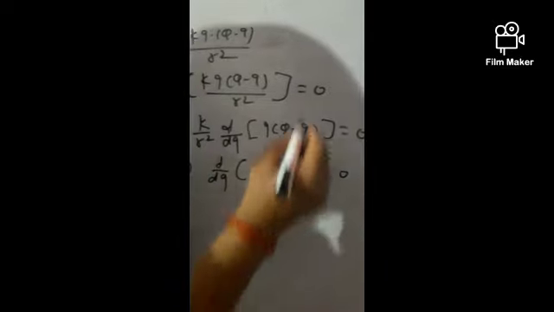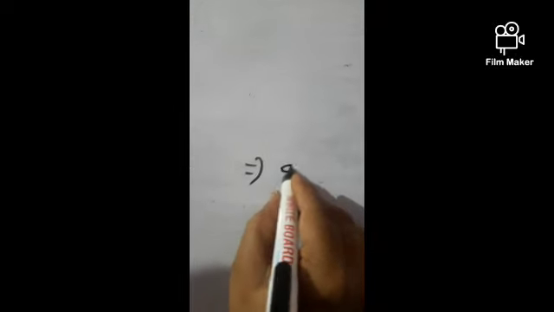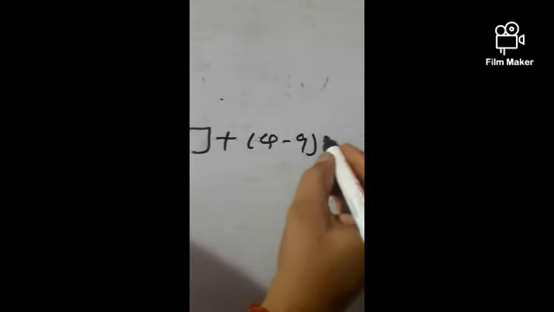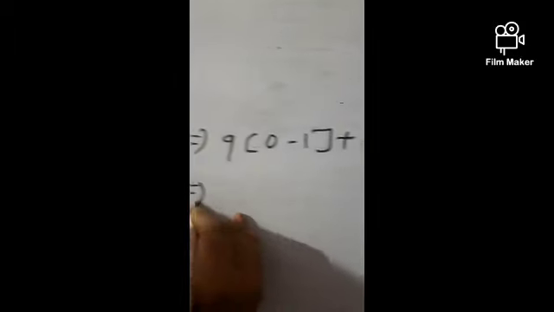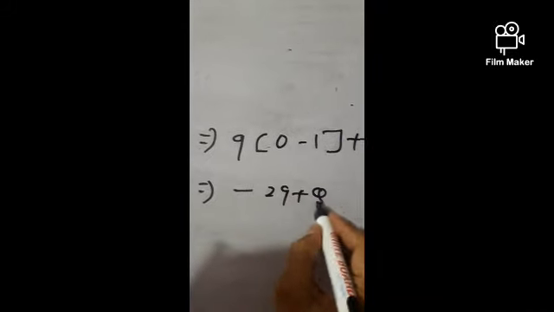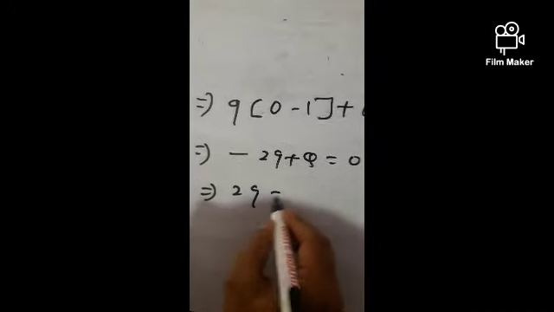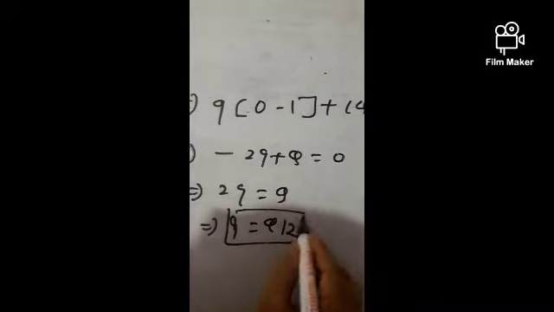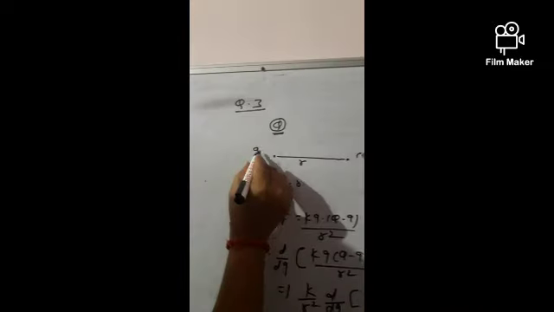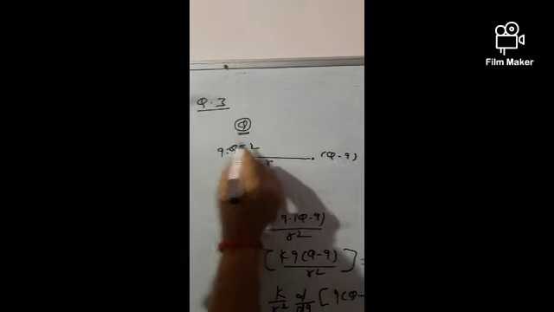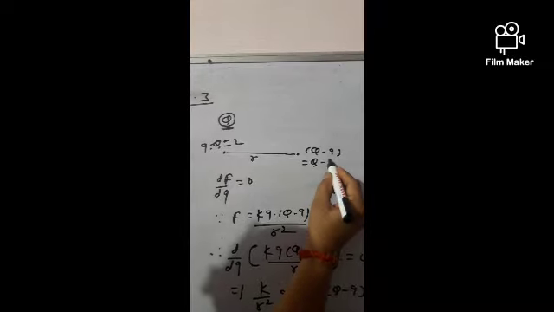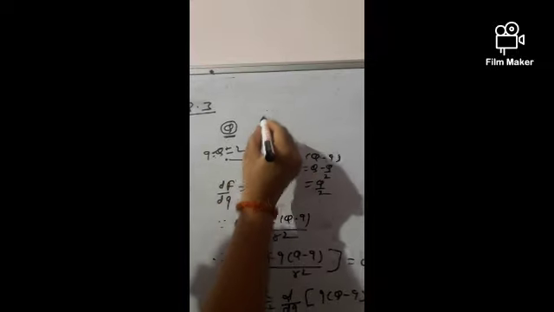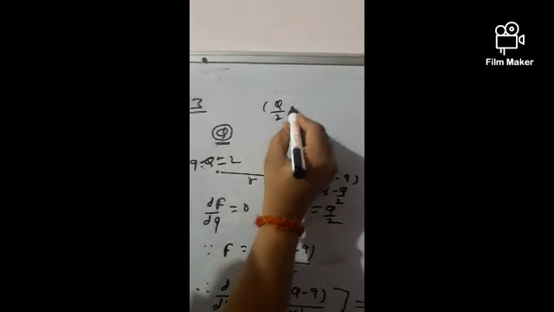Solve by product of two functions. That implies first function into differentiation of second plus second function into differentiation of first, means capital Q minus 2q equal to 0, means 2q equal to capital Q, means q equal to Q by 2. Therefore, magnitude of charges, first q equal to capital Q by 2 and second capital Q minus q means Q by 2. That means magnitude of charges are Q by 2 and Q by 2.